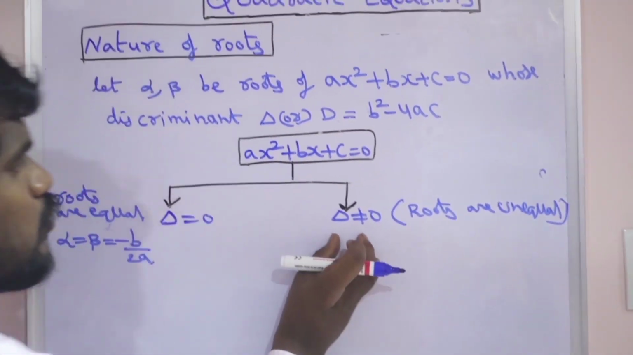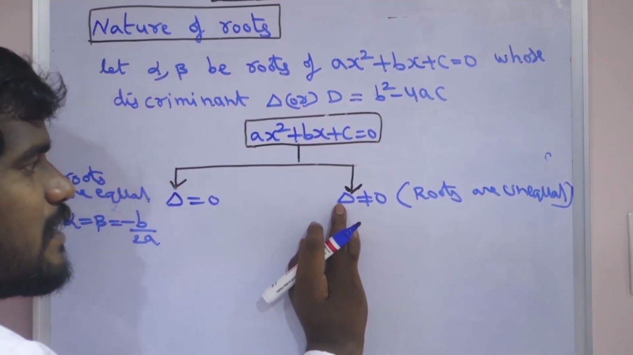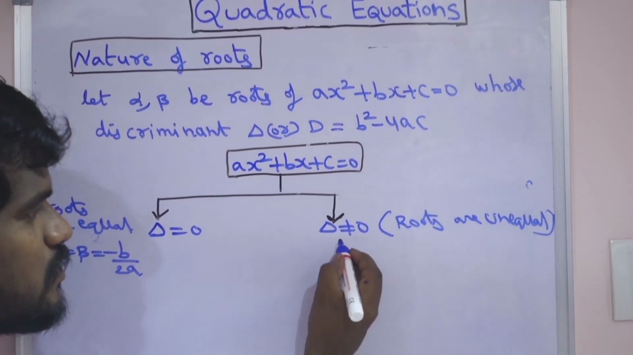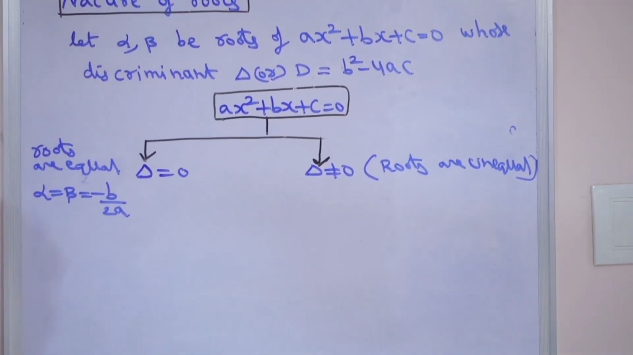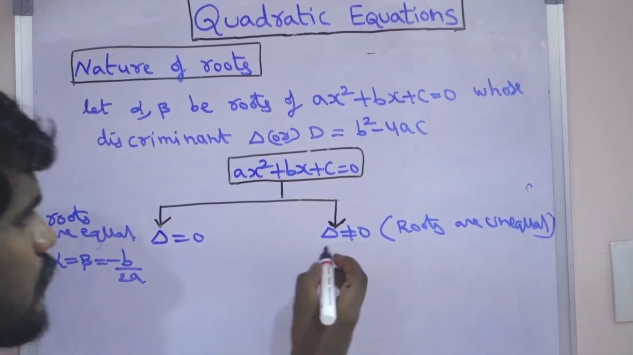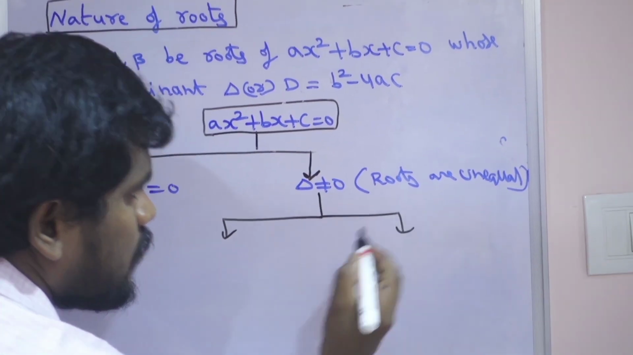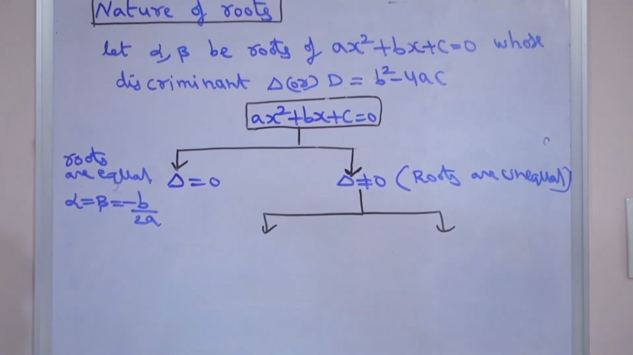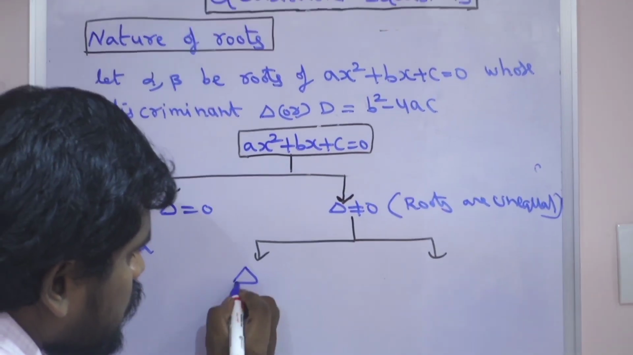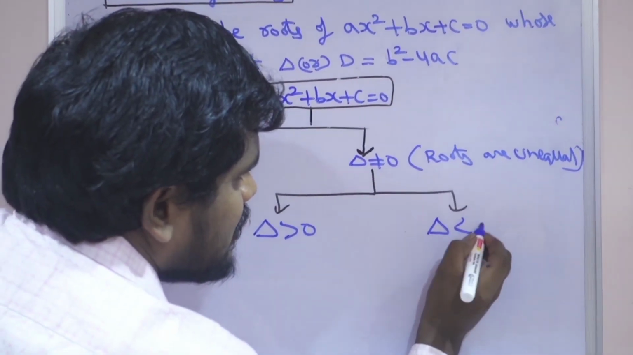And here we have two cases again. This delta not equal to 0 splits into two parts: delta greater than 0 or delta less than 0. First we will see delta less than 0.